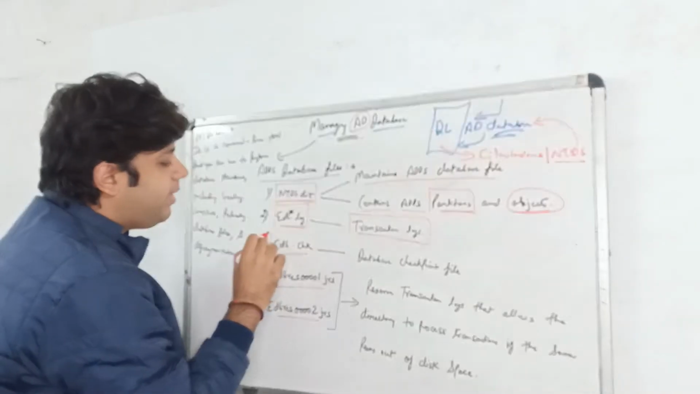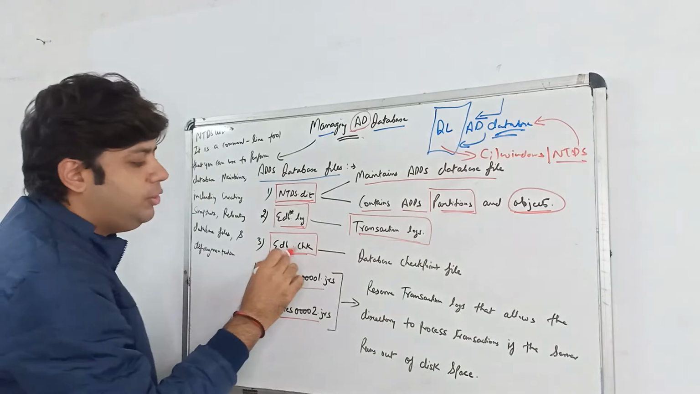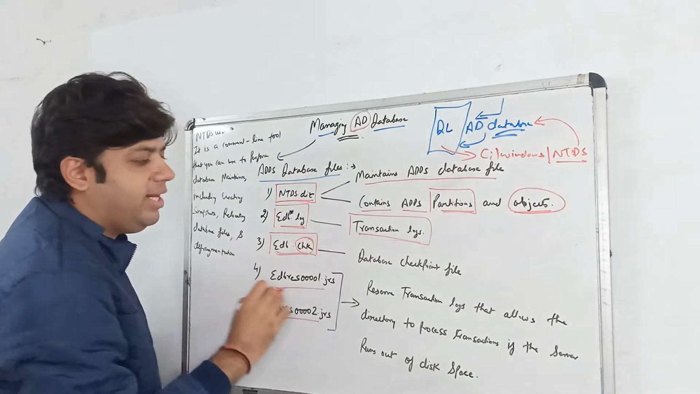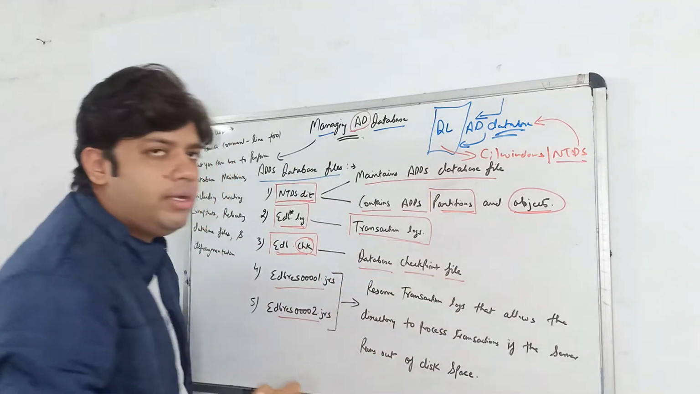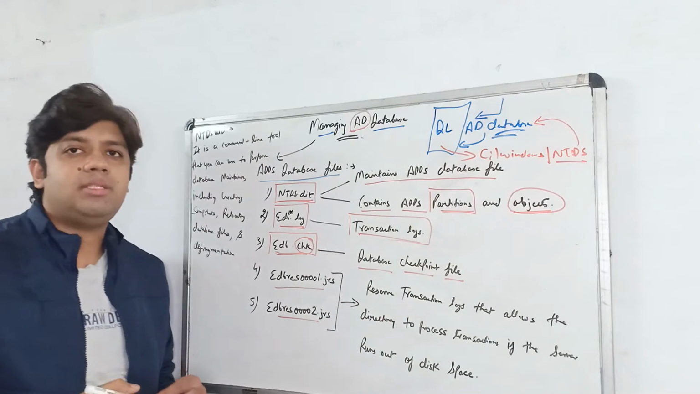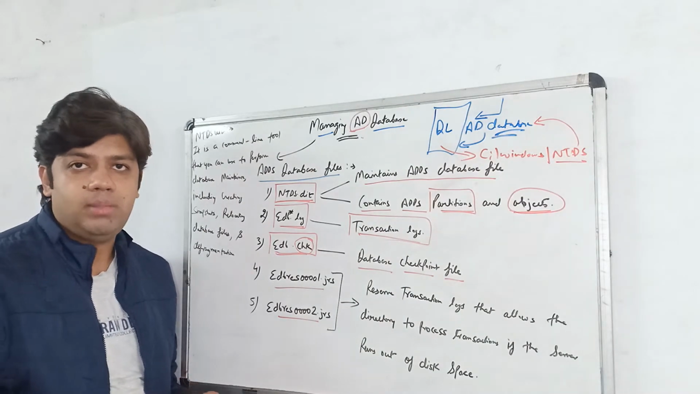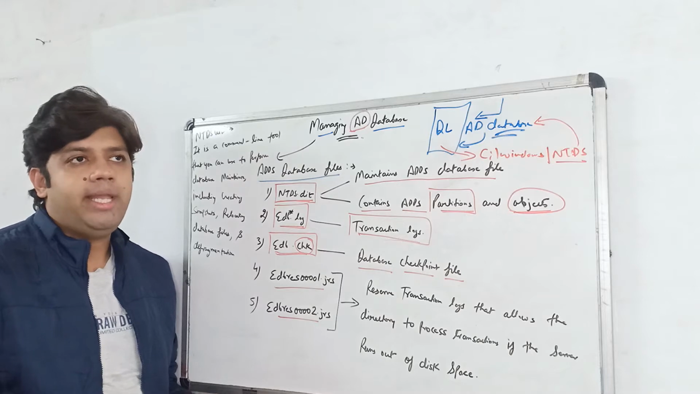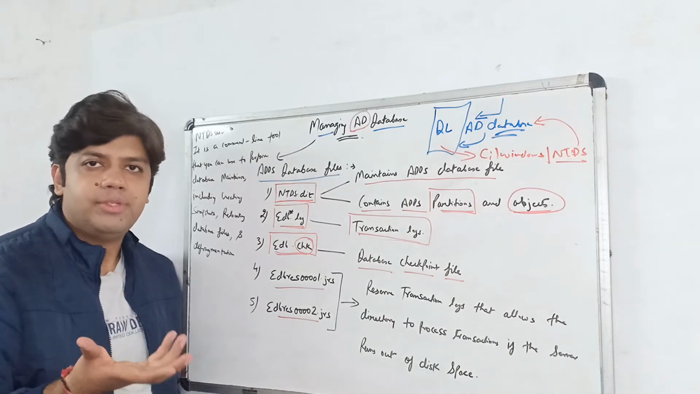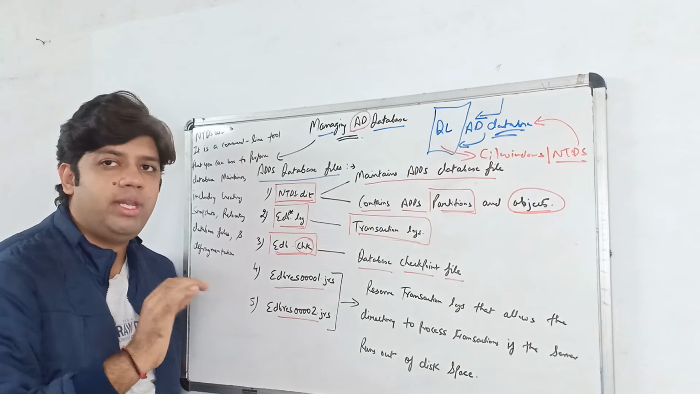Now next we have edb.chk. CHK means checkpoint file. It's a database checkpoint file, so we can create database checkpoints also. A checkpoint is kind of a system restore point. Imagine that today my database is working very fine.